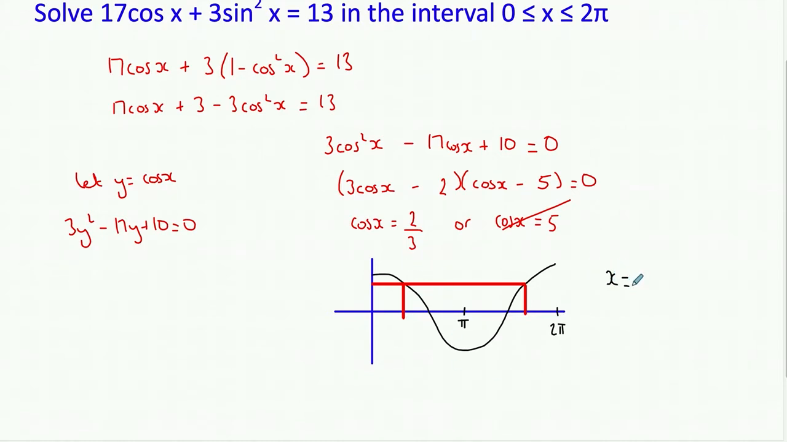The calculator is going to give me this value. So inverse cos of 2/3, making sure that your calculator is in radians, gives me 0.841. And then how do we get the other answer? Well, we're going to do 2 pi minus that x value. Which is 5.44 to 3 significant figures because they've not specified how they want my answers. So 0.841 radians to 3 significant figures and 5.44 radians to 3 significant figures.